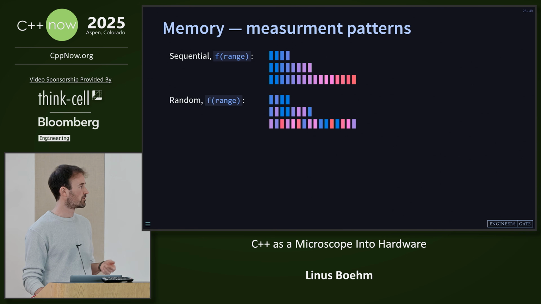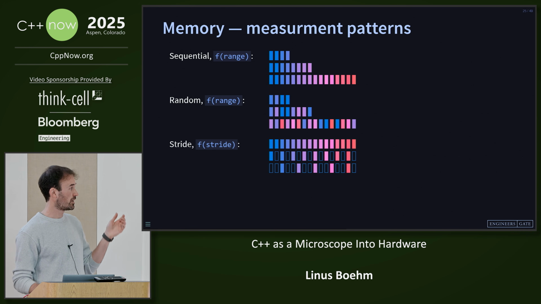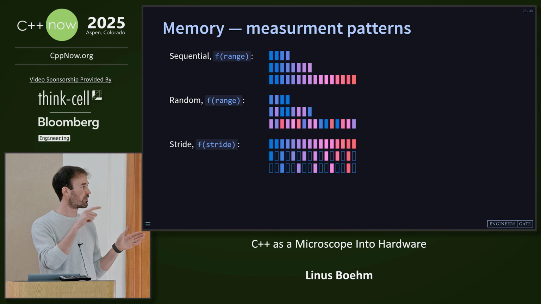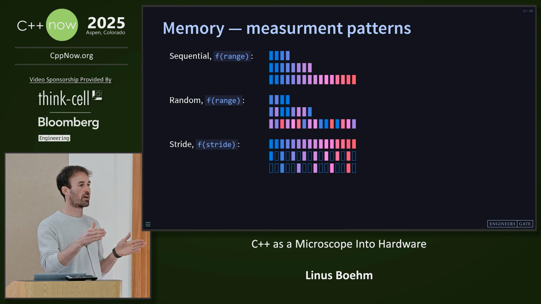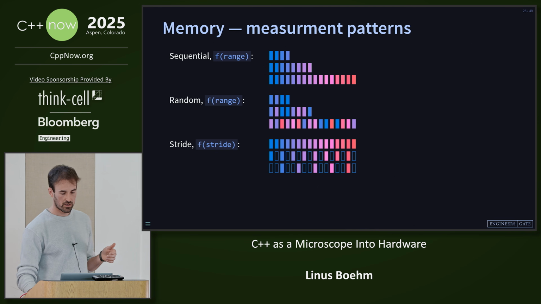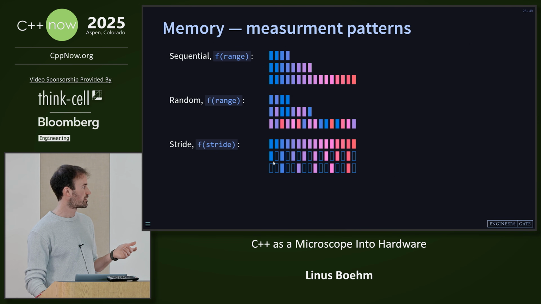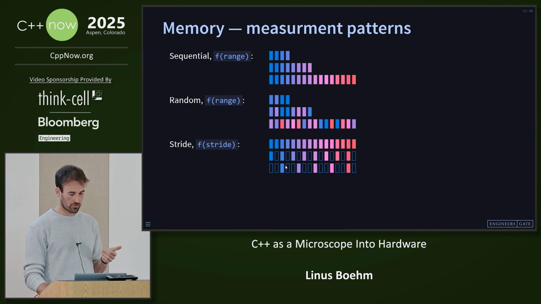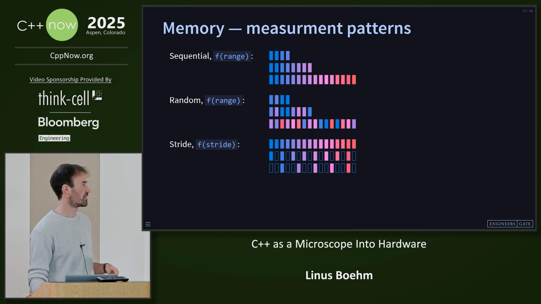Second test is we do the same thing, but in random order. And then the third test is we don't sweep the range. We always iterate over the same amount of memory, but instead we'll change the stride size. So the first run we'll touch every single byte, the second run every other byte, then every third byte, and so on. So let's start with the first test.